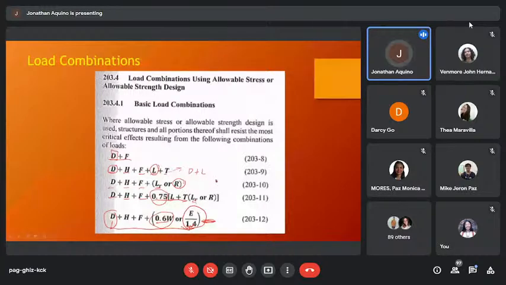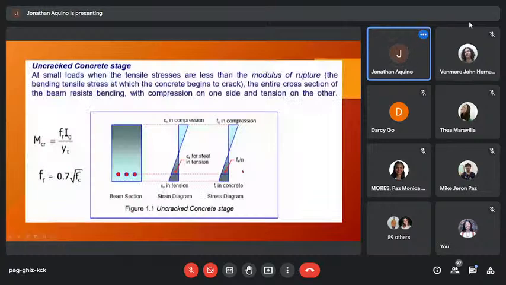Okay. So in a beam, or reinforced concrete beam, at small loads, when the tensile stress is less than the modulus of rupture, the bending tensile stress, before the concrete begins to crack, the entire cross-section of the beam resists the bending. So meaning, pag wala pang cracking na nangyayari, yung concrete natin can resist tension.